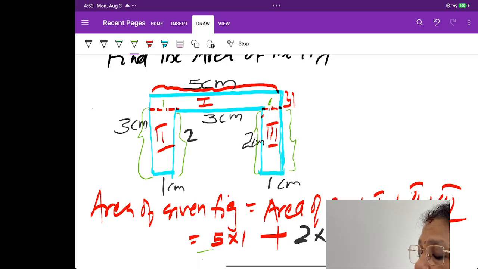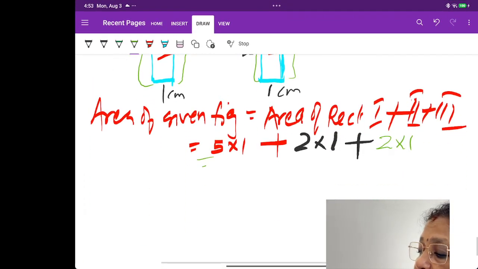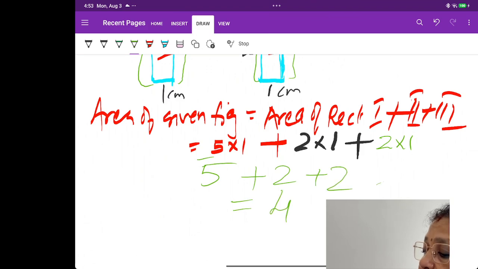What is that? That is 5 plus 2 plus 2 equal to 4 centimeter. Sorry, not 4. Why are you not saying, children? It is 9 centimeter square. 9 centimeter square.